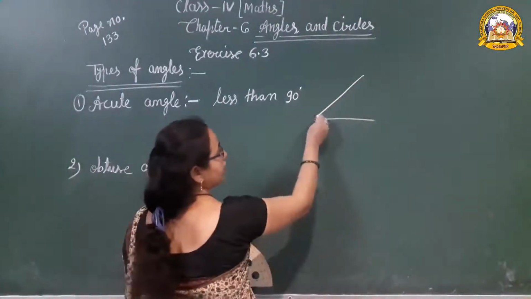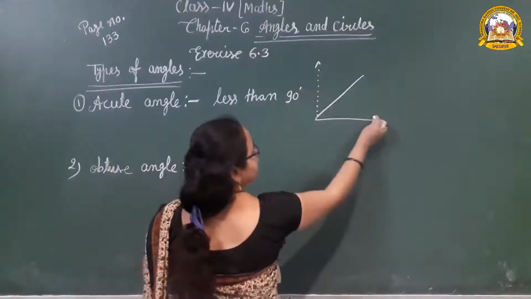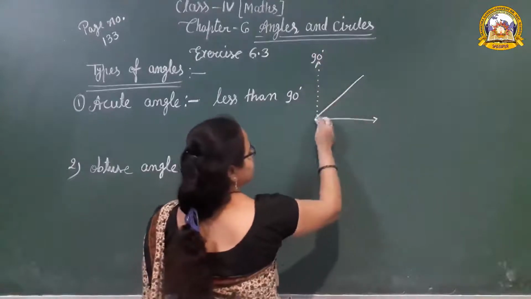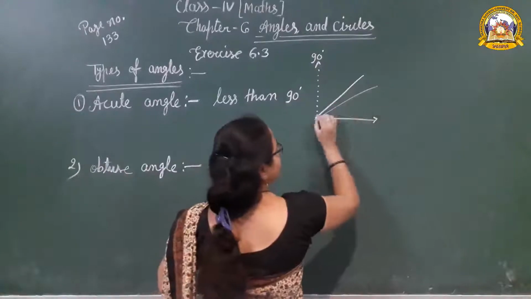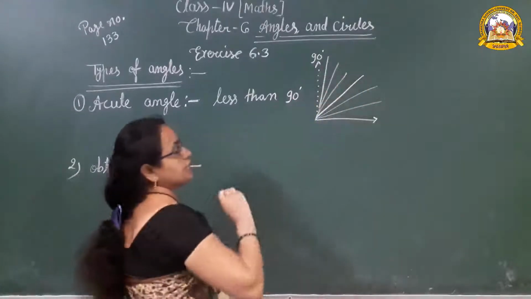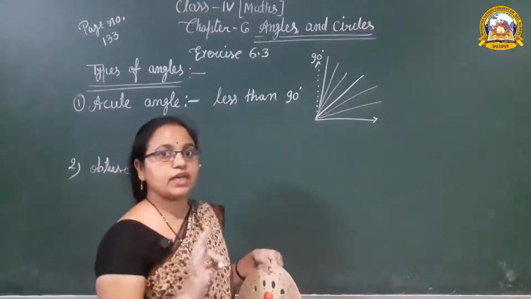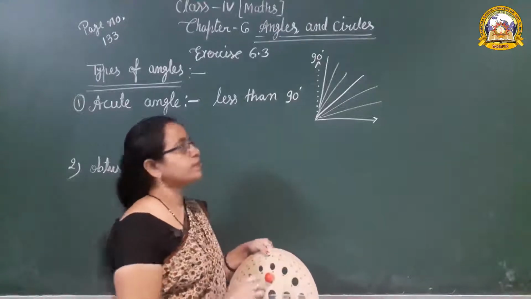90 degree कहाँ होता है? That is 90 degrees. Okay. So all the angles less than 90 degrees. Less than 90 degrees means one arm is here, another arm here, should be less than 90 degrees. It is called an acute angle. जितने भी acute angle होते हैं वो सभी 90 degree से less होते हैं.